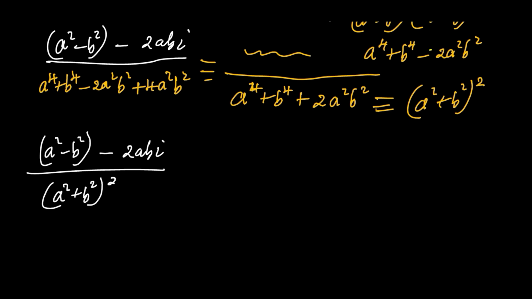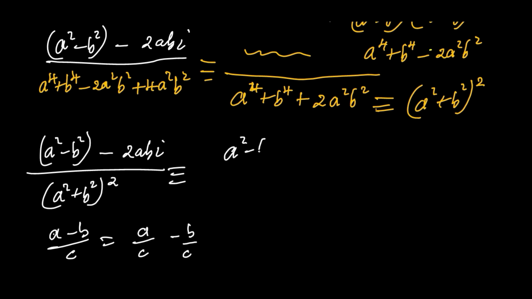So we have to separate the real and the imaginary part. Now there's a property we can apply here. We know that if we have a minus b divided by c, we can write this as a divided by c minus b divided by c. So this is allowed, but the other way around is not. So be careful when you're dealing with this. Now why are we doing this? In order to separate the real and the imaginary parts. So if we do that, we're going to have a squared minus b squared, now divided by a squared plus b squared, all that squared, right?